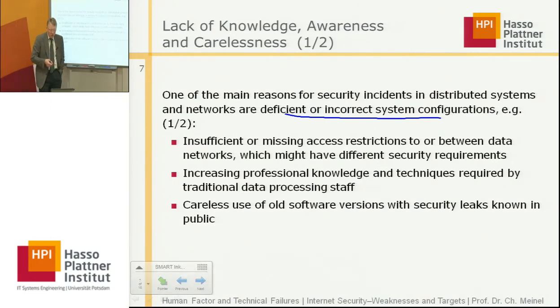The careless use of old software versions is a problem. Old software versions often are known to have security bugs. If it is known that there is a leak, that a certain software can be misused in a certain way, then everyone needs to close the security leak and update the software, because there is no excuse if the system is attacked by misusing the known leak of such old software.